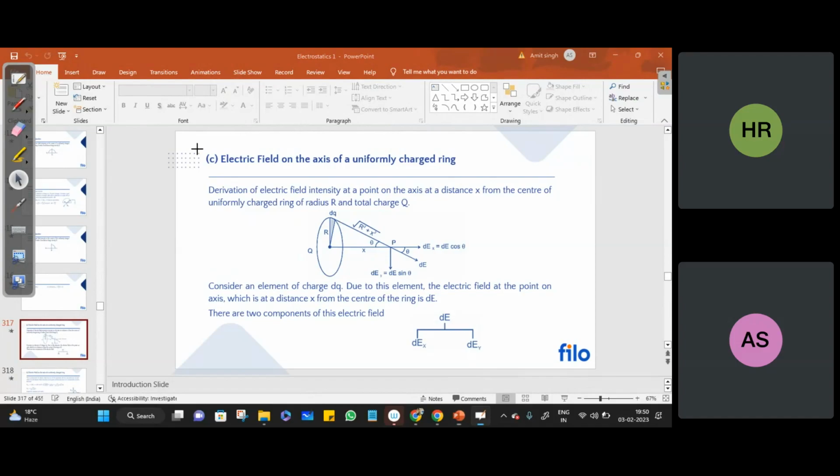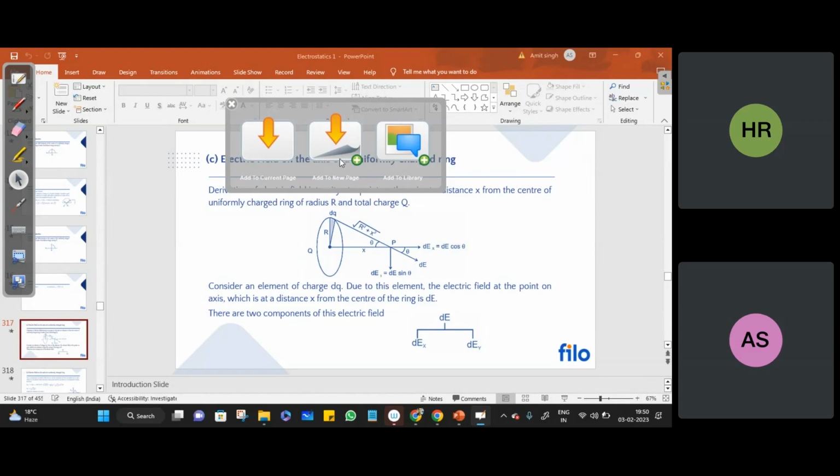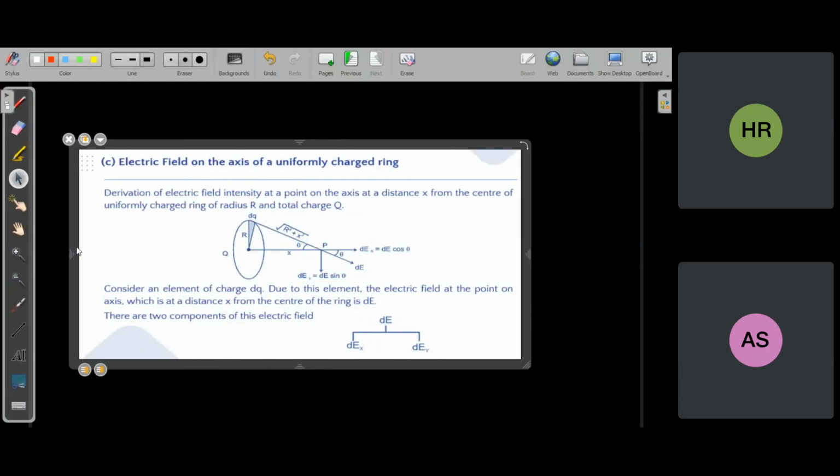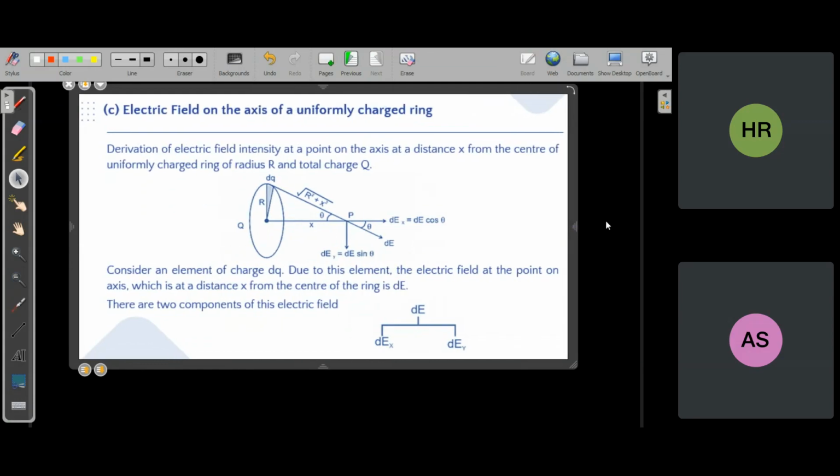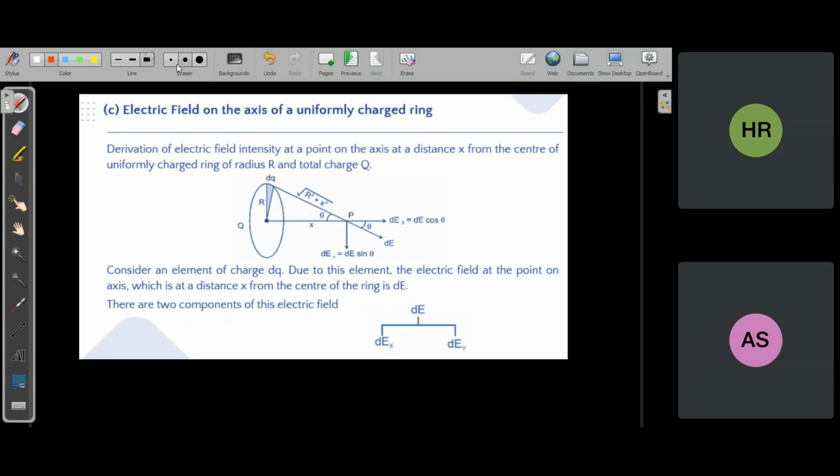Okay, in the same way, now you have to find the electric field intensity due to a charged ring on the axis of the ring. So in this derivation, again same process. On the ring, you will select a very small element, a very small part of the ring, and then because of this element, what will be the electric field at this point P? Let's say dE is the electric field. Then it will have two components here: dE cos theta and dE sine theta.